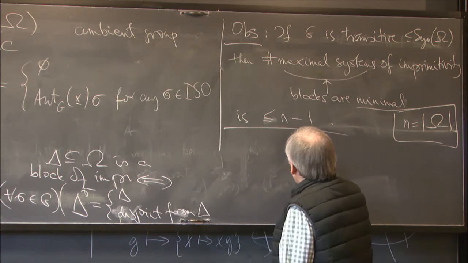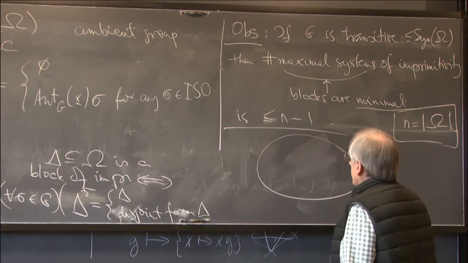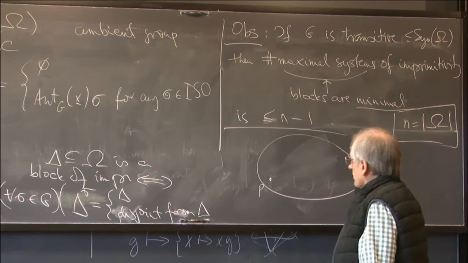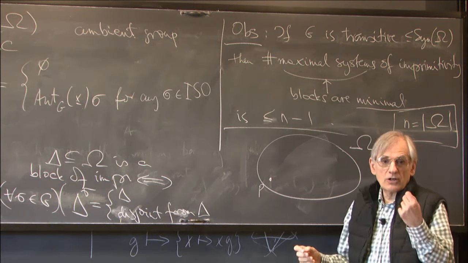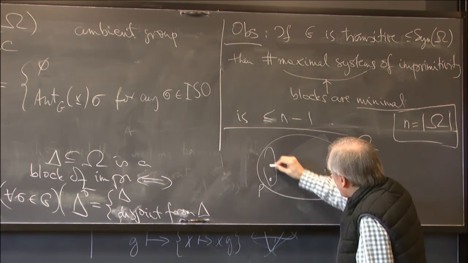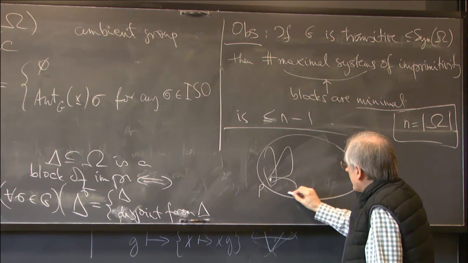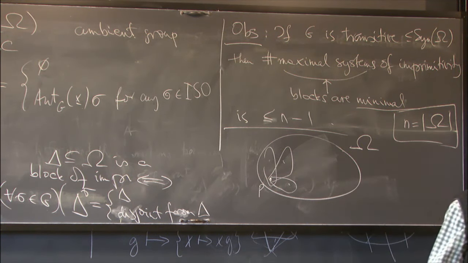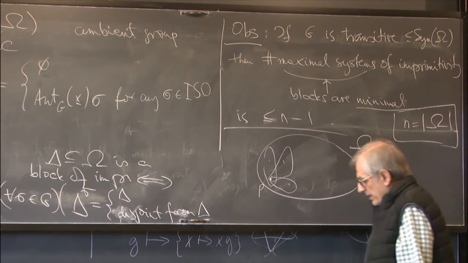So, let's take omega and pick a point. Let me call it P. So this is my point, and let's look at all the minimal blocks that contain it. Well, outside this point, they are disjoint. And so there are no more than n minus one of them. So it's completely straightforward. So how is this going to play a role?